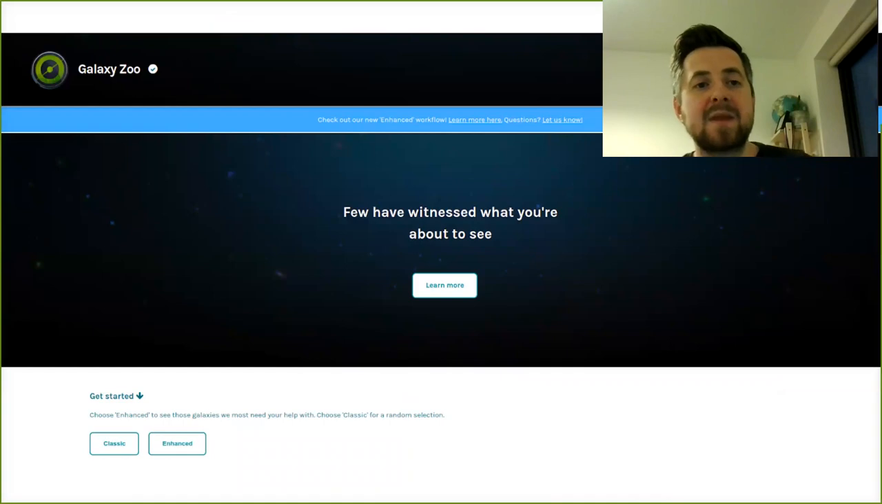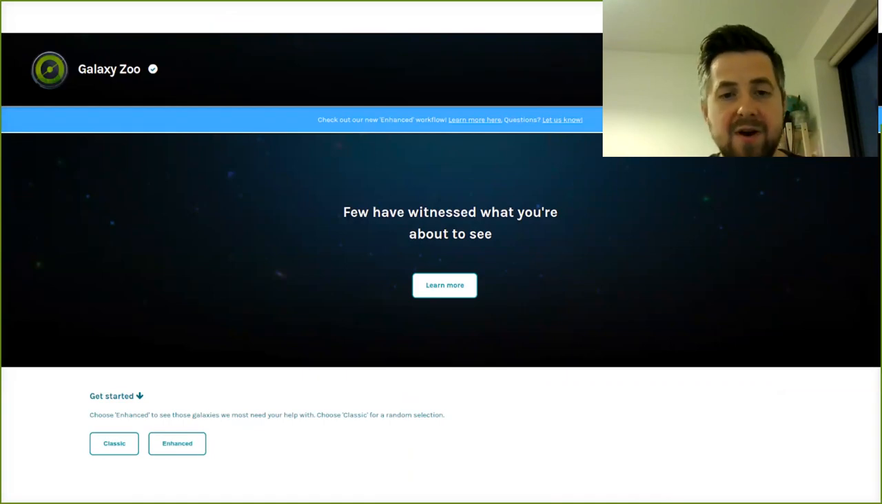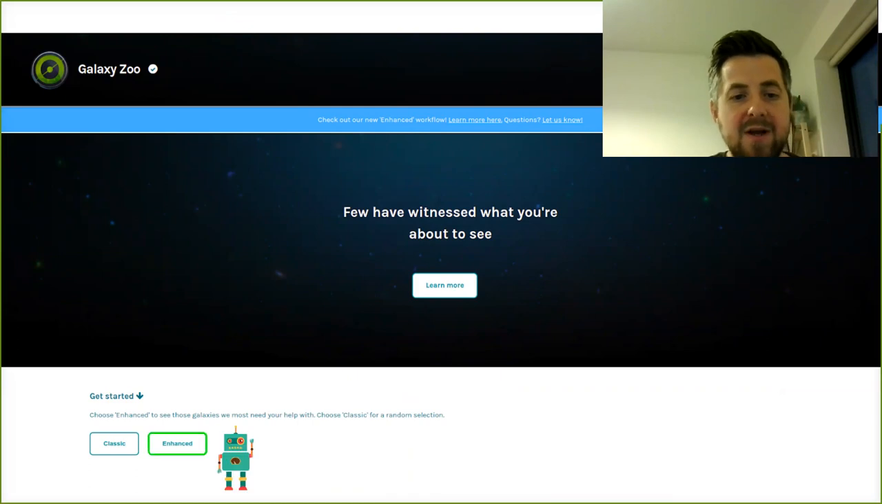You'll see that if you go to galaxyzoo.org right now, this is what the landing page looks like. Down in the bottom here, you'll see that there are two options of workflow. One is called Classic. That's the original Galaxy Zoo workflow. No machines, no AI involved. The other one's called Enhanced. This is the one where we're actively putting machine learning into the loop and getting that feedback loop between humans and machines.